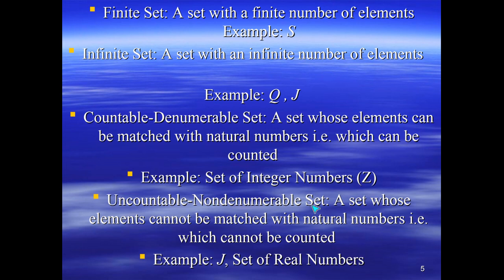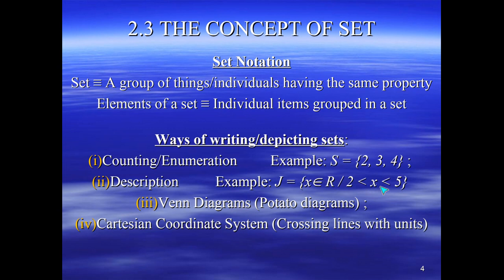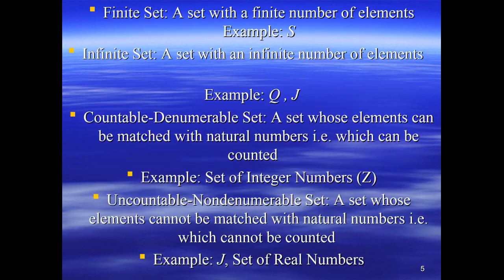You have also uncountable or non-denumerable sets. Those are sets whose elements cannot be matched with natural numbers. That's to say, which cannot be counted. Here, the set of real numbers, or the set J, which we have seen, that is the real numbers between 2 and 5, they are uncountable. There is an infinite number, and you can't count them because between any two real numbers, you have another one. So they are uncountable. There are infinitely many and uncountable number of real numbers between 2 and 5. So this set J is an uncountable set as well. You see, real numbers is uncountable as well.